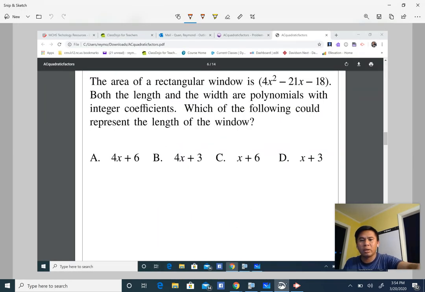Going back, then this will be x minus 6 times 4x plus 3. One will be the length and the other will be the width.